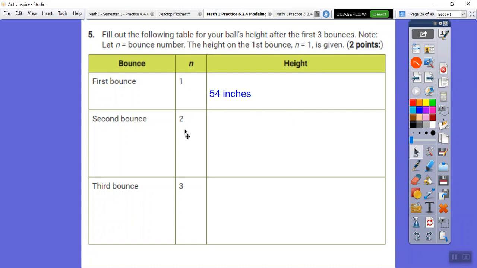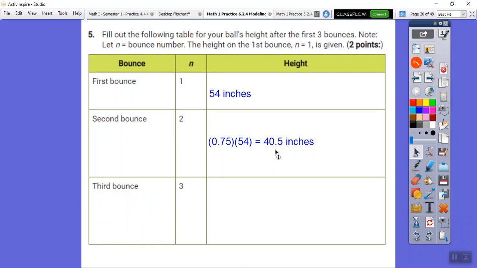And then the second bounce, we take this and multiply it times r. Remember, r is 0.75. So 0.75 times that is going to get us 40.5 inches. That's how high the second bounce of our ball will go.